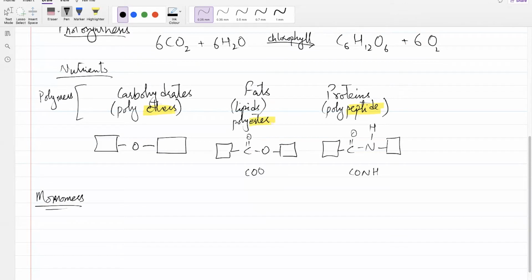Okay, monomers, there should be N not M. So what are the monomers for carbohydrates? They're simple sugars. Among those simple sugars, glucose is one of them. Okay, and in fats we have two monomers. There's the fatty acid part and there's the glycerol part. Now, based on these terms here, ol and acid, what can you tell me about these monomers? What will definitely be present in a fatty acid compound?